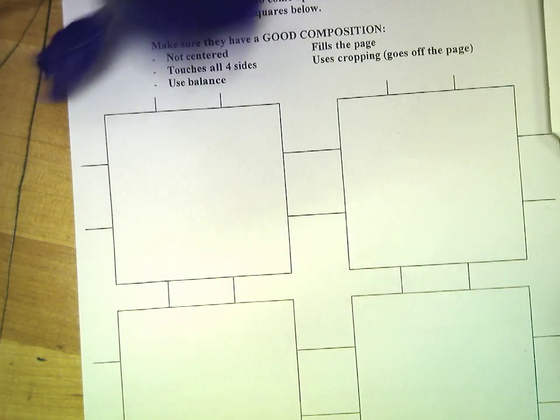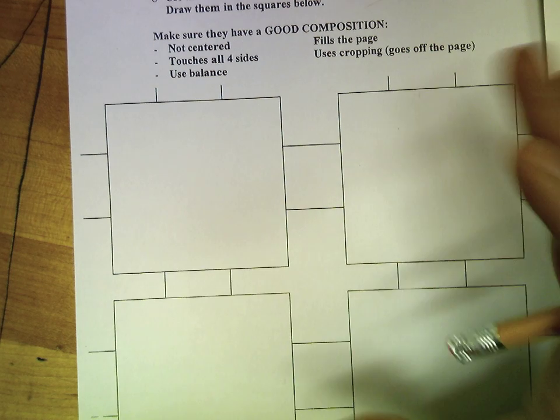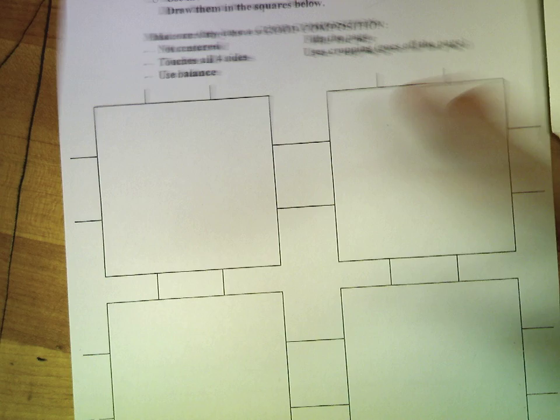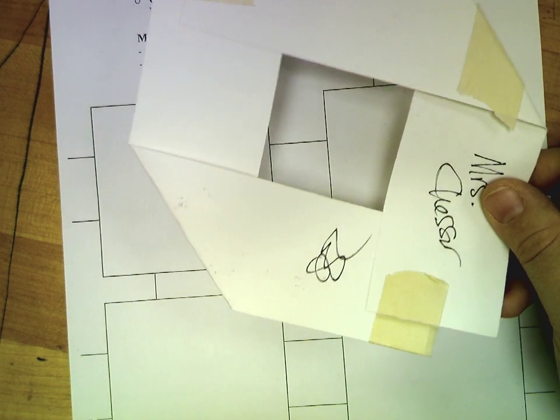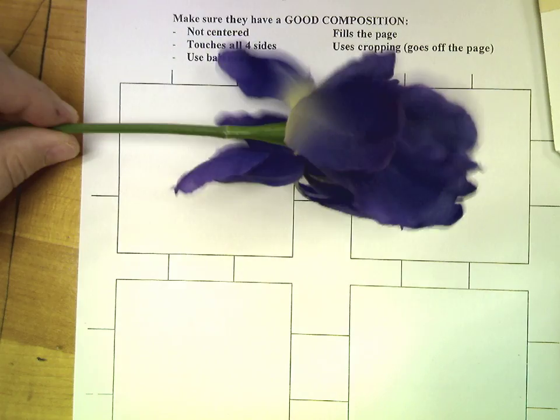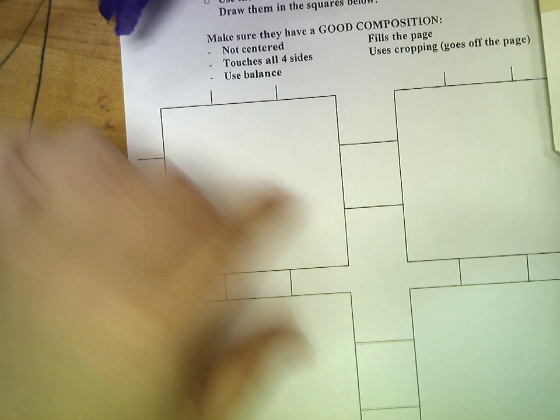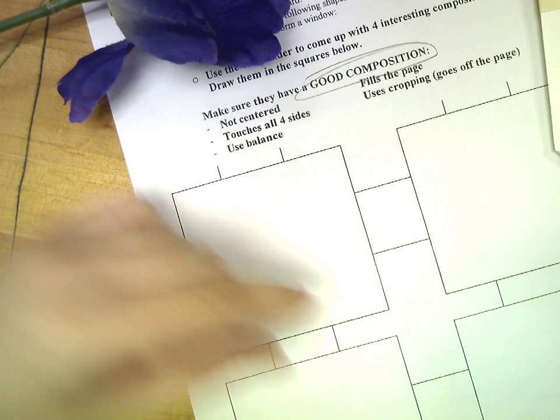All right, ladies and gentlemen, we are going to do our Georgia O'Keeffe thumbnail sketches. What you need in order to do that is the worksheet for today, your viewfinder with my signature on it, and your flower that you've picked from the back. First of all, thumbnail sketches are all about good composition.